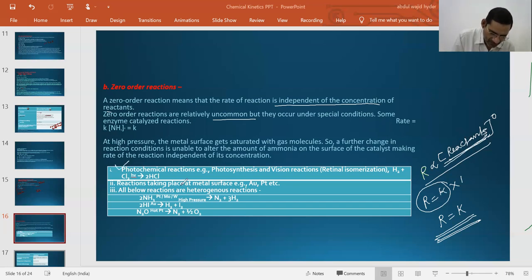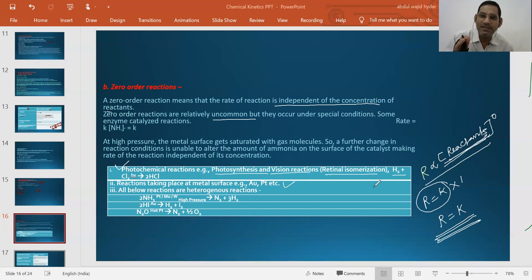So that is photochemical reaction, photosynthesis and vision reactions, that is retinal isomerization. Then the next example is H2 plus Cl2, which takes place in presence of sunlight. That is also an example of photochemical reaction. Then reactions which take place at the surface of metal are also examples. If the metal surface is not there, then that reaction won't take place.